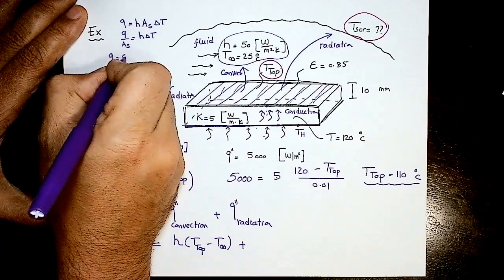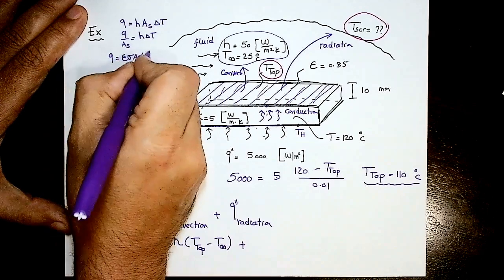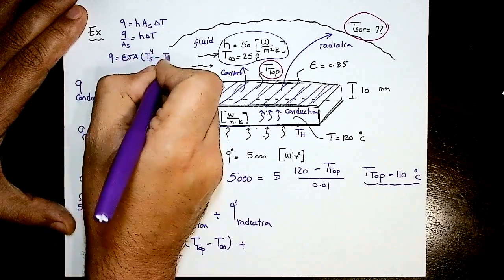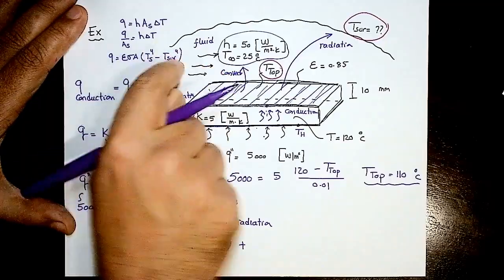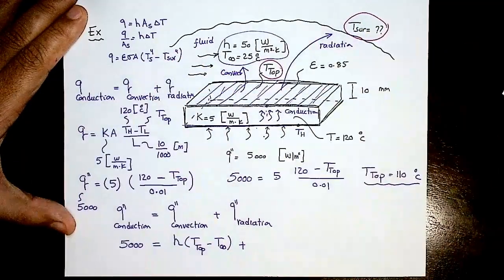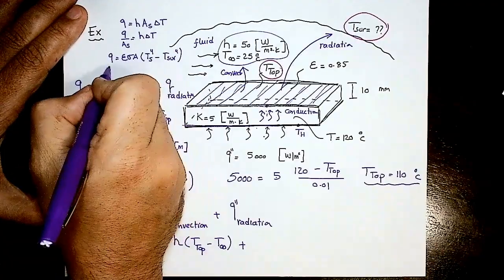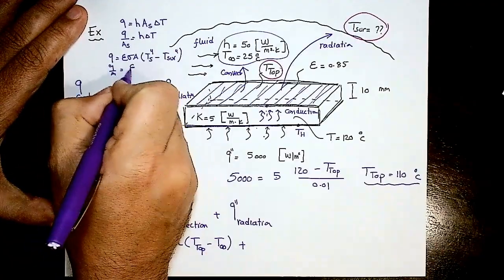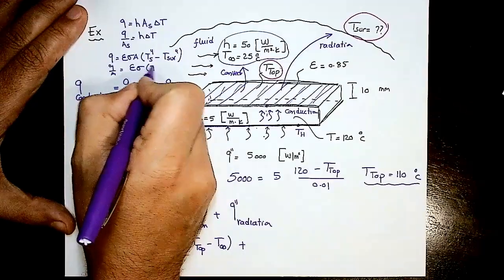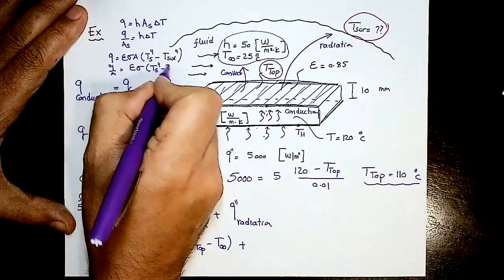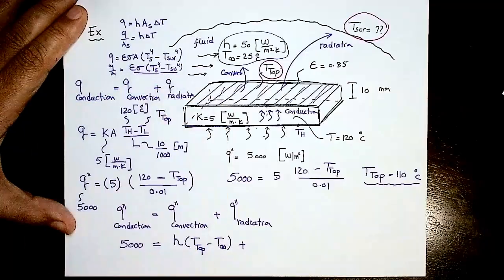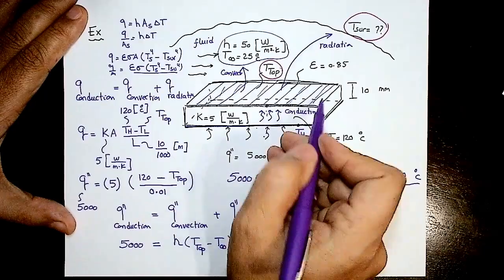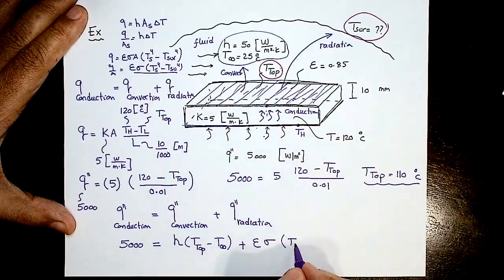Q radiation is equal to epsilon sigma A times (T surface to the fourth minus T surrounding to the fourth). And that's why I gave you that. We need that T surrounding temperature. So I will divide by A both sides here to get the heat flux. So this will be the heat flux. So this will be epsilon sigma times T surface, which is T top, to the fourth minus T surrounding to the fourth.